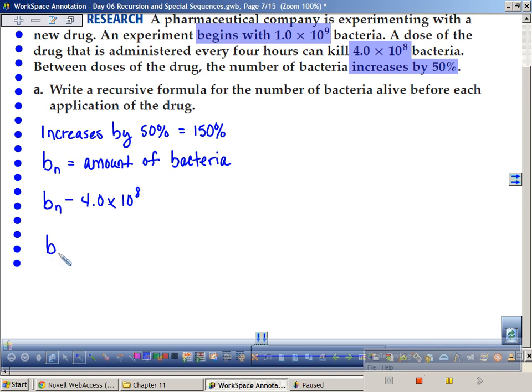Well, how do we get to the next one? Here's the formula right here. How do I get to the next one? Let me give you a hint. Right before you take a certain amount of bacteria and decrease it by this much, something happens before that. It says a dose of the drug that's administered every 4 hours can kill that much bacteria, but between doses, the number of bacteria increases by 50%.